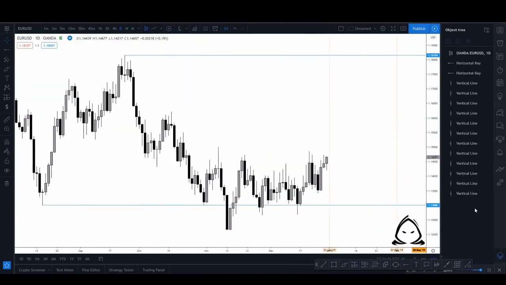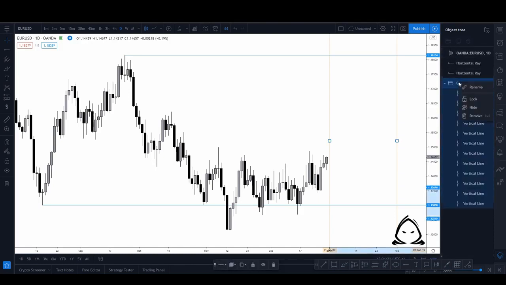One other thing that's helpful to do is opening up your object window right here in the bottom right corner and basically grouping certain objects so that they're organized. So what I did here was I selected all of the vertical lines, which are the monthly markers, and then I hit create a group of drawings. Now it's created this into a group, and if I right click on the folder, we can click rename, and I'll just put monthly markers so that I know that that's what they are.